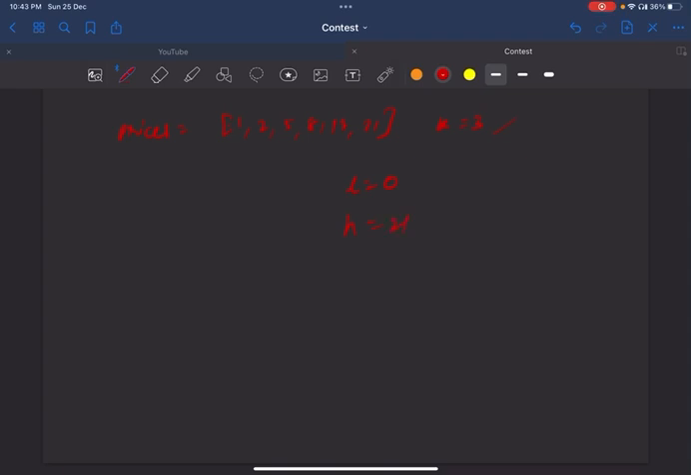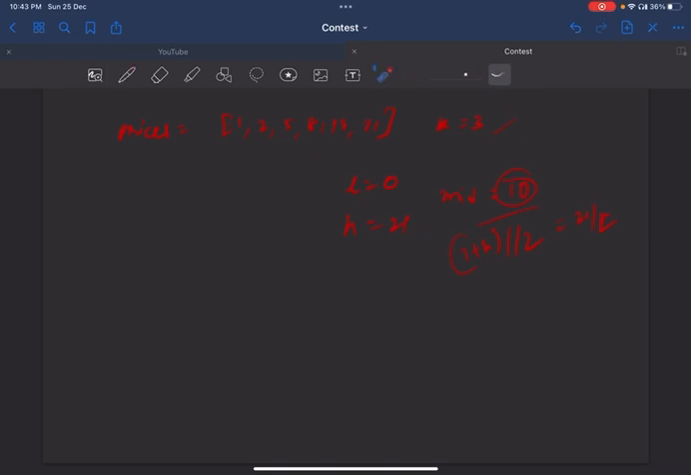Now, if we calculate the mid for this, it would be 10, right? L plus H by 2, that is 21 by 2, that is 10. Okay, now we'll see if we can achieve the tastiness of 10 by creating a basket of size 3 using this prices array.